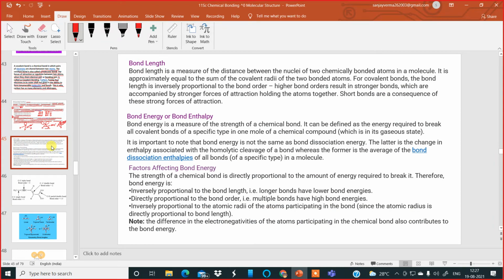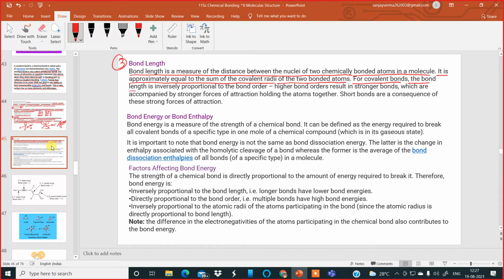If you look at the next bond parameter on your screen, you can see bond length, the third one. Bond length is a measure of the distance between the nuclei of the two chemically bonded atoms in a molecule. It is approximately equal to the sum of the covalent radii of the two bonded atoms. For covalent bonds, the bond length is inversely proportional to the bond order. Higher bond order results in stronger bonds, which are shorter, accompanied by stronger forces of attraction. So short bonds are a consequence of these strong forces.